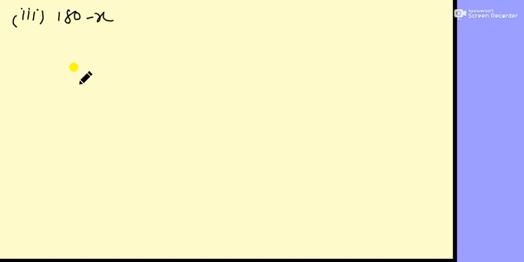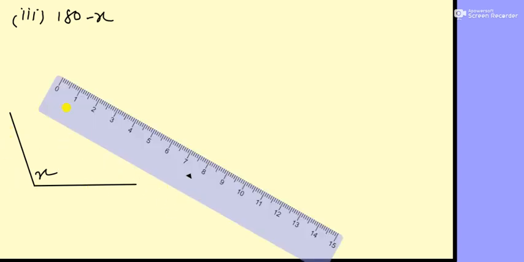Now the third one is 180 minus x. So how can we form 180 minus x? First of all we want to make the angle, that is the obtuse angle. So that is the x angle, which is an obtuse angle like this. But we want to make 180 minus x. So that one is x. It is your x.